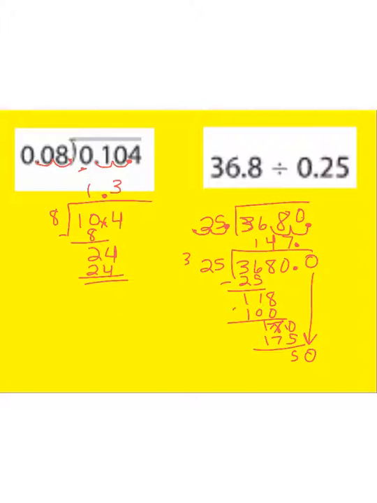25 goes into 50 2 times. 2 times 25 is 50 and I now have 0 as an answer. So 36 and 8/10 divided by 25 hundredths is 147 and 2/10.